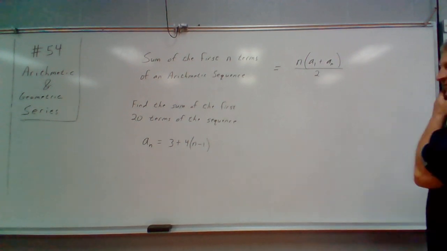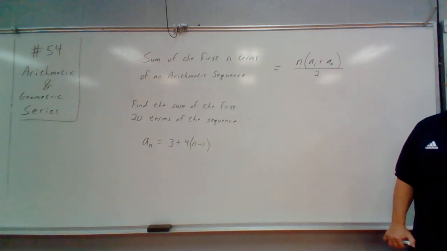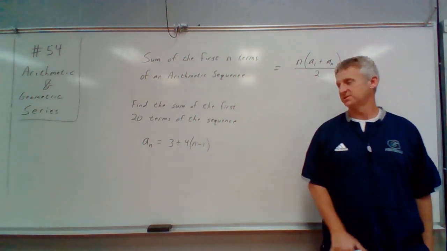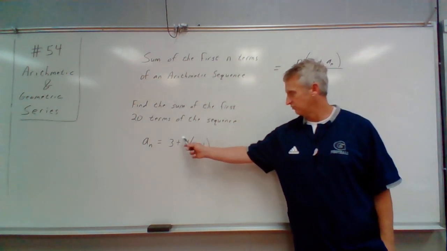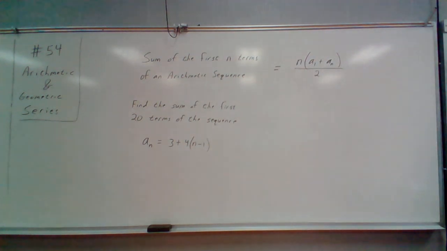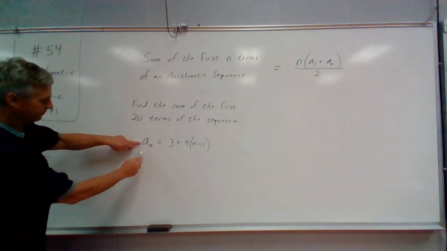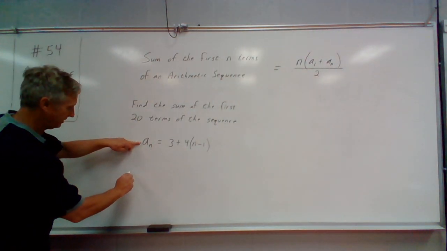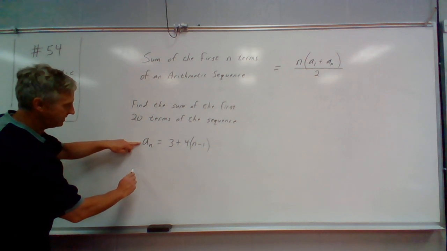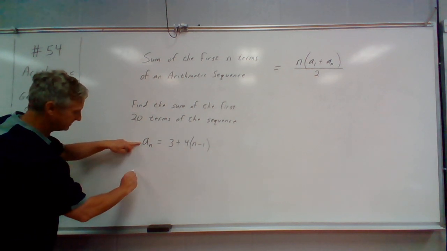All right, here's just a fun question. I want to find the sum of the first 20 terms of this sequence. This is a linear equation, so we know we're going to have an arithmetic sequence. Let's write out some of those terms. The first term, a sub 1, putting a 1 in for n, is going to be 3.